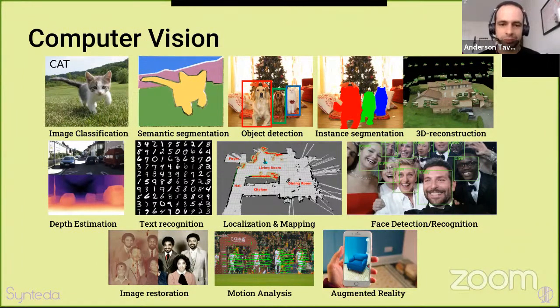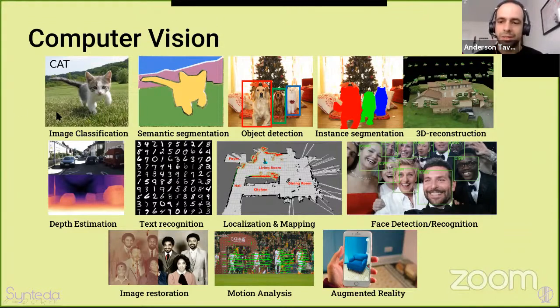Semantic segmentation, which is trying to segment areas of the image and give labels to those areas, like what is grass, what is sky, and so on. And there's also object detection, where not only giving a label to an object, but locating where that object is located. There's also instance segmentation, which is finding the actual segmentation of the object in the image.